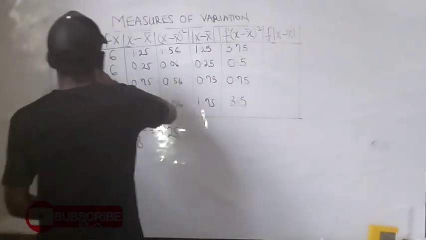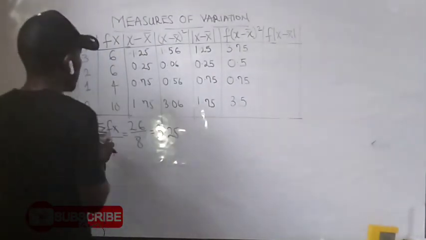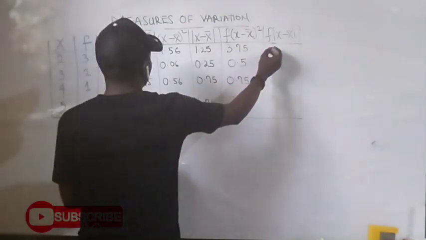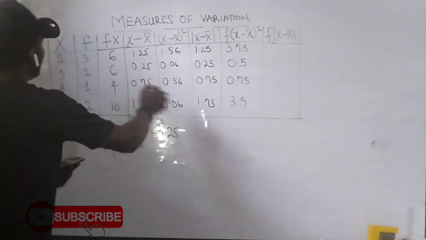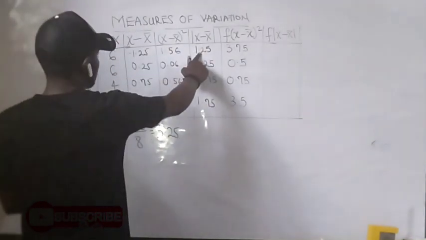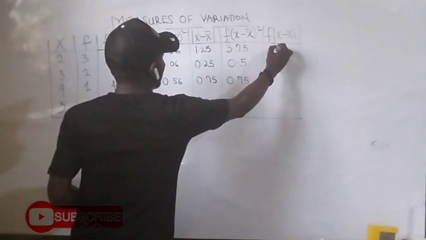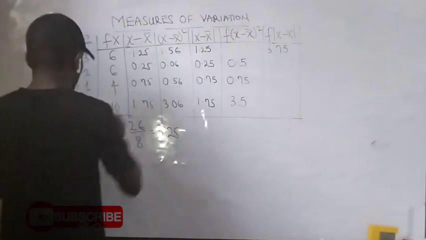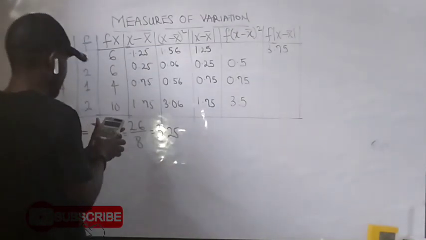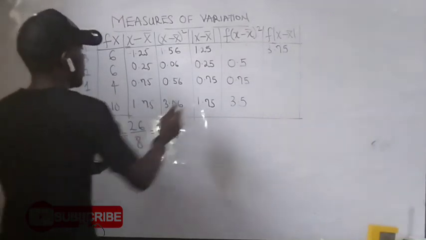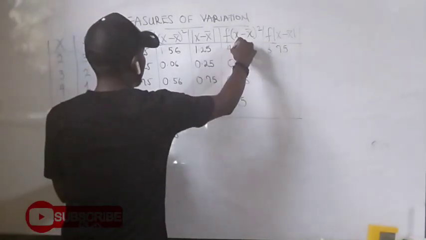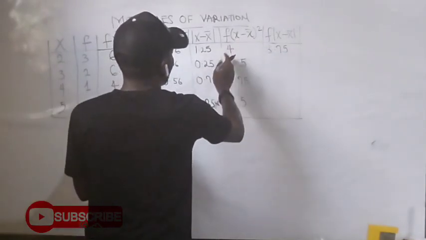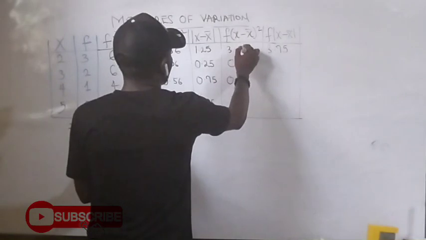Then my same frequency multiplied by this modulus, what will I be having? So I have 3 times 1.25 to be 3.75. Still, am I sure? 3 times this will give me 3.75. Then I made a mistake here. It should be 3 times this, 1.56. So 3 times 1.56 gives me 4 points. Okay, you know what? Let me just leave this as 3.75.